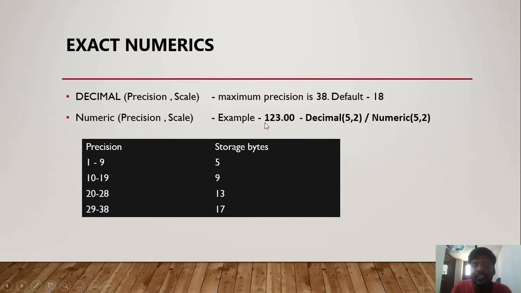And the scale is the number of digits after the decimal point. The 00 is two digits, so the scale is 2. The storage depends upon the precision, as shown in the table which you could see. The maximum precision that is possible is 38. By default it is 18.